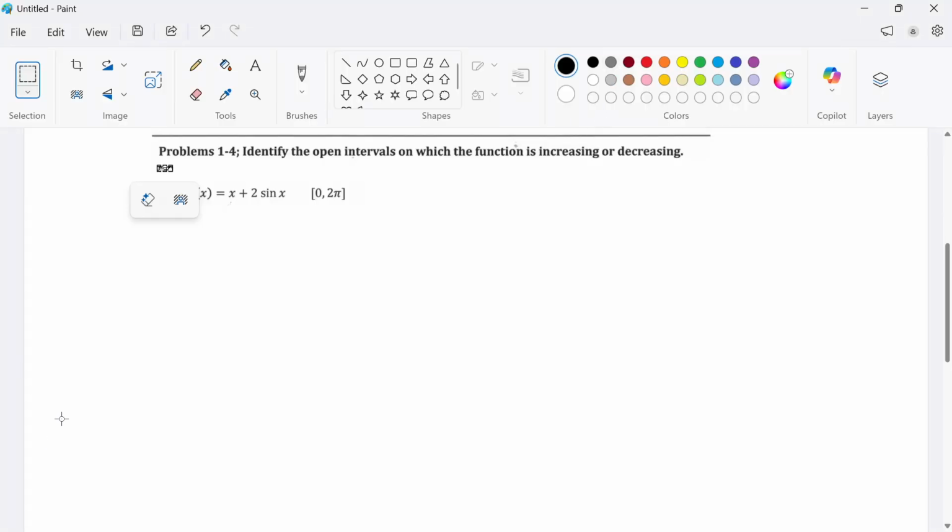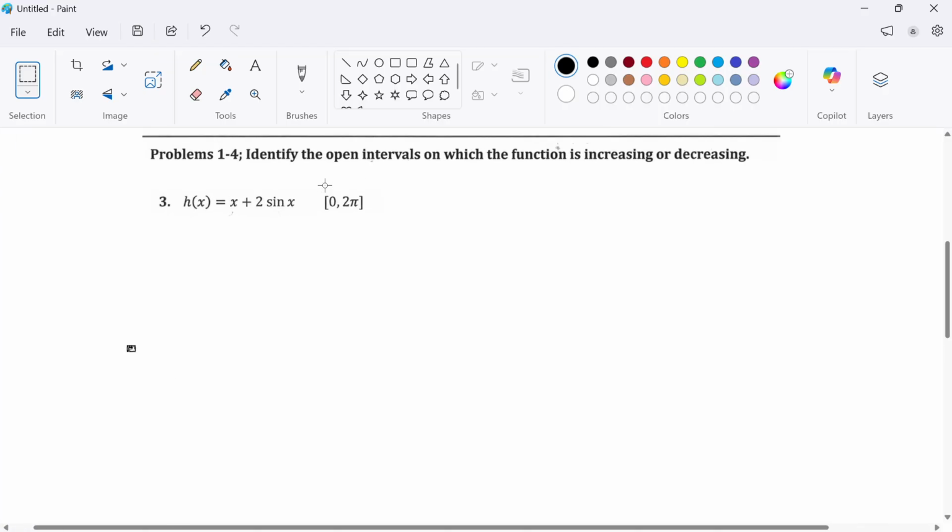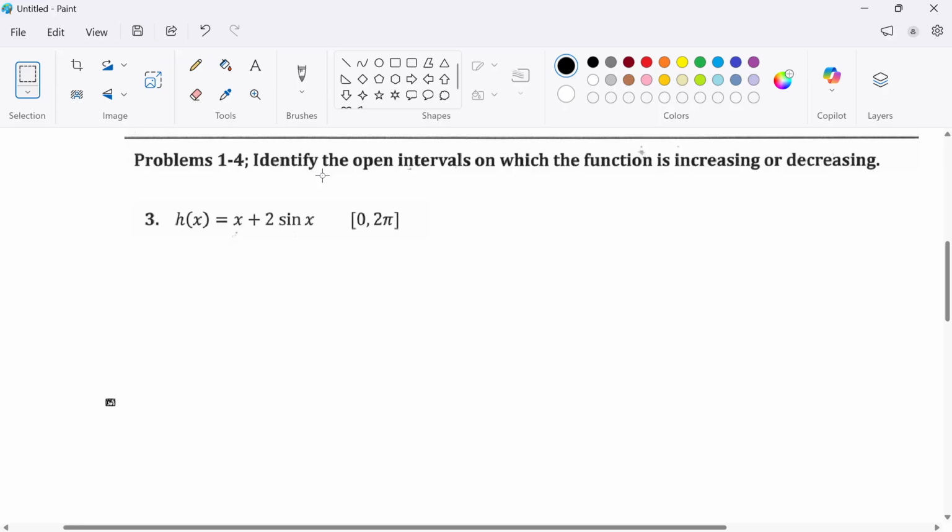AP Calculus AB. Problems 1 to 4. This is number 3. Identify the open intervals on which the function is increasing or decreasing. So I'm going to find the derivative, set it equal to 0, or find where it doesn't exist. Use those as critical points, make intervals, and then find these open intervals.